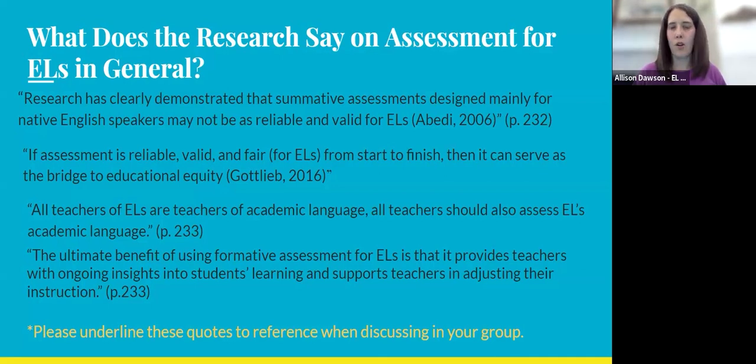And then the last quote is on the bottom of page 233. It's the beginning of the first paragraph under that last heading. The ultimate benefit of using formative assessment for ELs is that it provides teachers with ongoing insights into students' learning and supports teachers in adjusting their instruction. Give you a second to find that one.